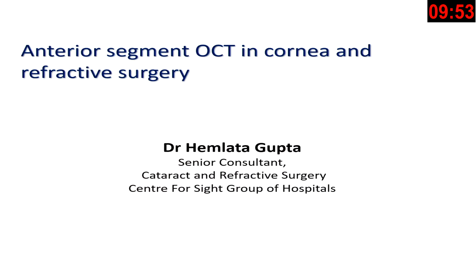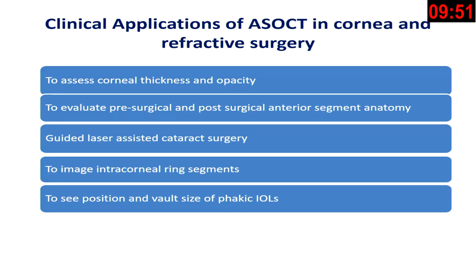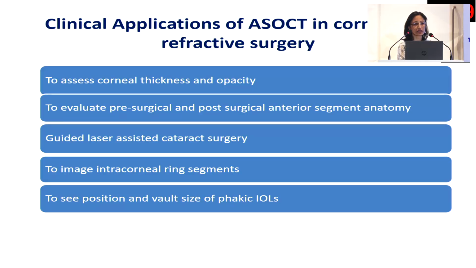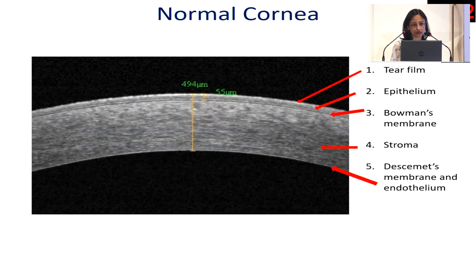So I'll be talking mainly about the clinical applications of anterior segment OCT in cornea and refractive surgery. We use the AIOS2025 to assess corneal thickness and opacity, to evaluate the pre-surgical and post-surgical anterior segment anatomy, for guided laser-assisted cataract surgery, to image intracorneal ring segments, and to see the position and vault size of the phakic IOLs. And there are many more applications. I'll be showing a few interesting cases also.